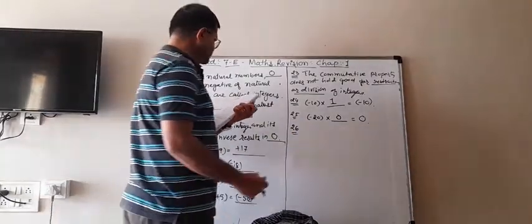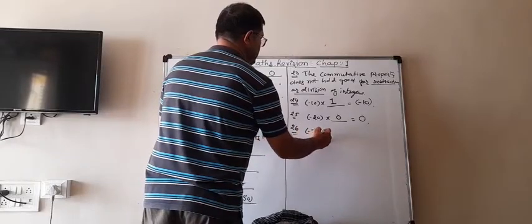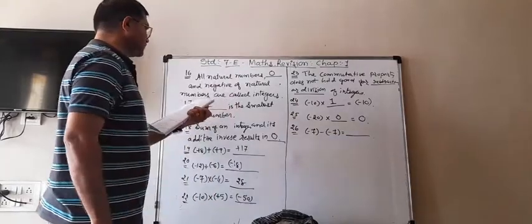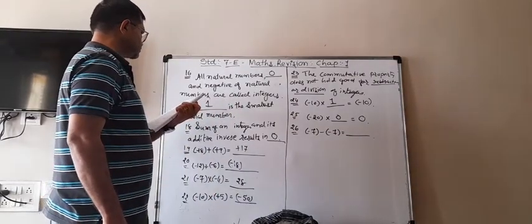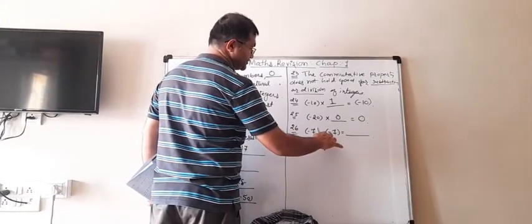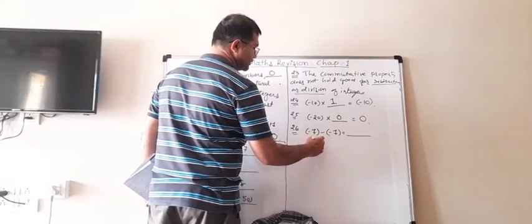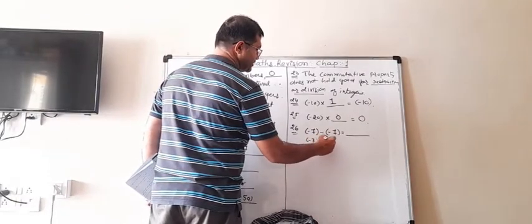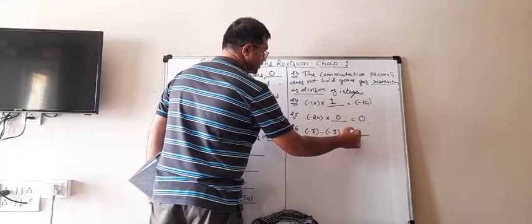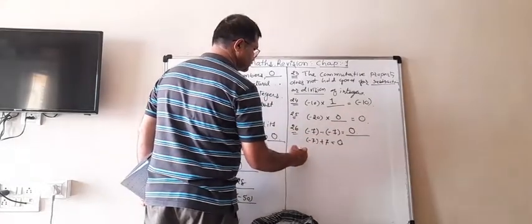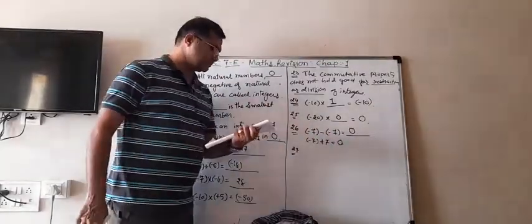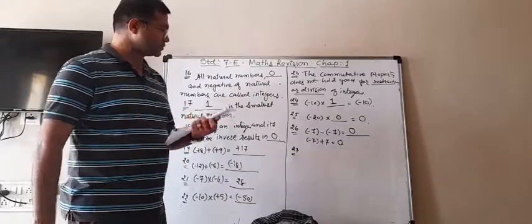Then minus 7 minus 7 is equal to blank. So now, minus 7 minus minus will be plus. So you can write down like that: minus 7 minus minus 7 becomes minus 7 plus 7. The answer will be 0. So your answer is 0. For your convenience, I just write down the steps. You can do it yourself also.